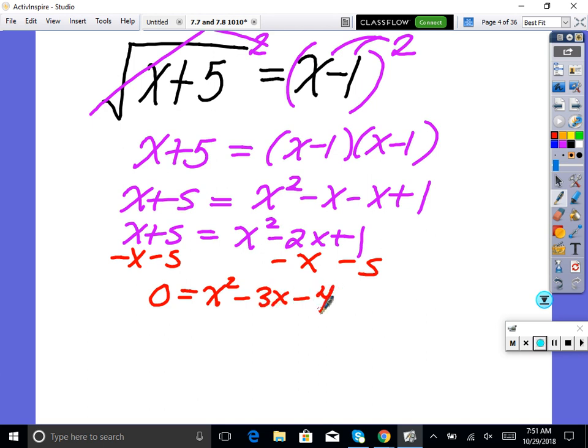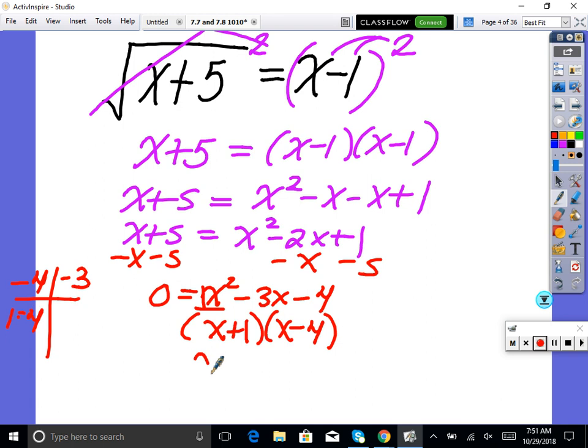So now you'd say, okay, I solve quadratics by factoring. Well, multiplies to be negative 4 and adds up to be negative 3. 1 times 4, negative 4. That's our factors. So we can quick factor. Notice in this one we can quick factor because our leading coefficient's 1. So we have an x plus 1. We have an x minus 4. So now our solutions are x equals negative 1, right? And x equals 4.